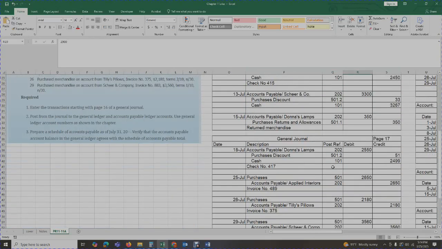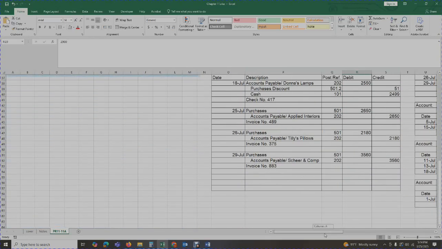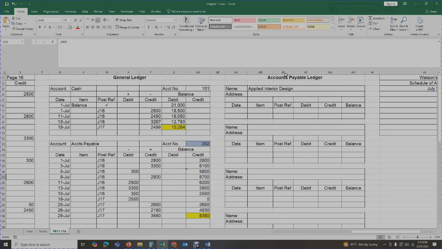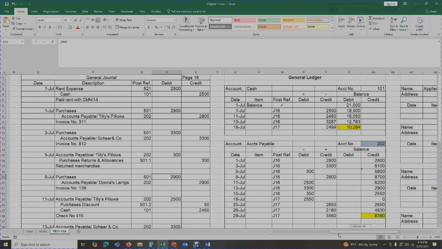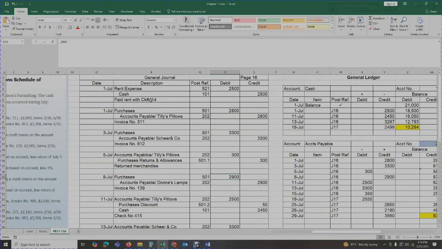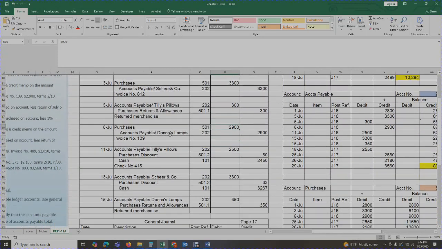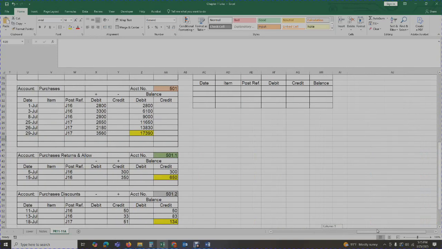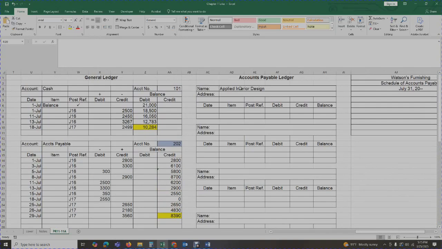I've already shown you how I did the ledger, so that's easy. Now I'm going to work on the subsidiary ledger for my accounts payable. I'm going to locate anything that has Applied Interior Design. I've got here one for 2,650. So I only have one entry. It's a credit of 2,650. I'm going to go back over here and enter that information.